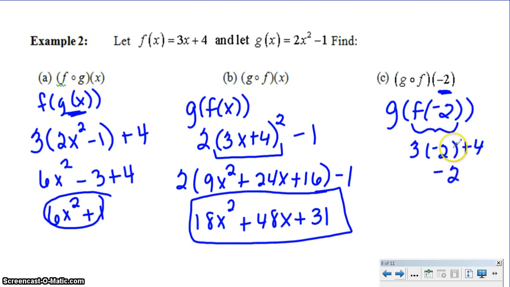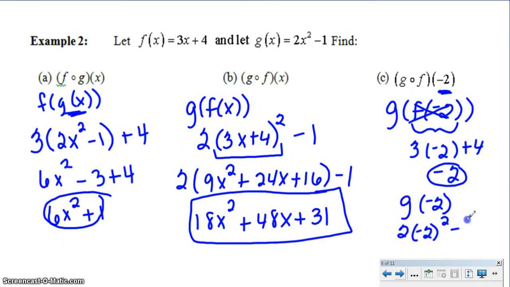So I'm now going to, instead of writing f of -2, replace that with its value, which is -2. So now I'm doing g of -2. It happened to be the same x value here, but it's not always going to happen like that. So the last step would be to take 2 times the -2 squared minus 1 and evaluate that expression. So you're going to end up with 4 times the 2 is 8 minus 1, giving you 7.